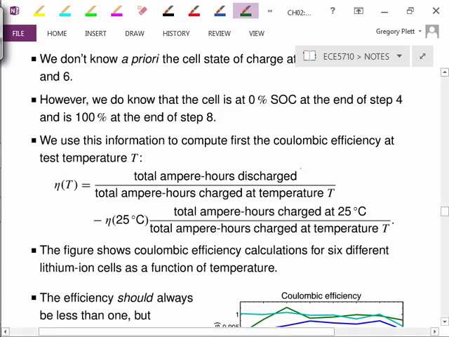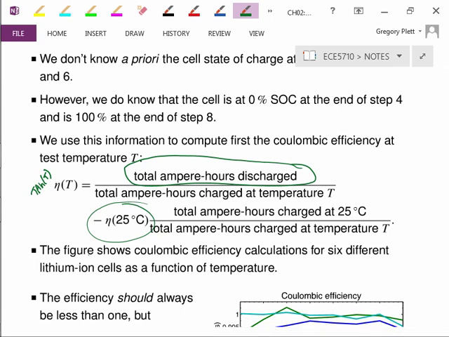You basically would rewrite this expression to solve for the total ampere hours discharged, multiplying both sides of the equation by total ampere hours charged at temperature T, and call that total ampere hours at T, and you would get total ampere hours discharged as eta of T times total ampere hours charged at T, then plus, bringing this to the other side, eta 25 times total ampere hours charged at temperature 25. And that's how the efficiency calculations work. We are assuming, by the way, that the coulombic efficiency of a discharge is always 1, which allows us to solve for the charging coulombic efficiency.